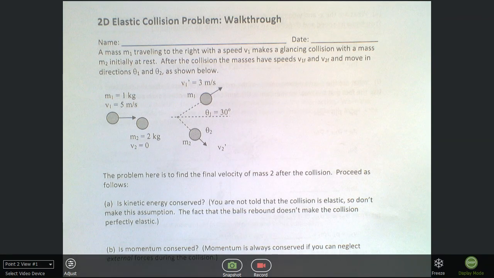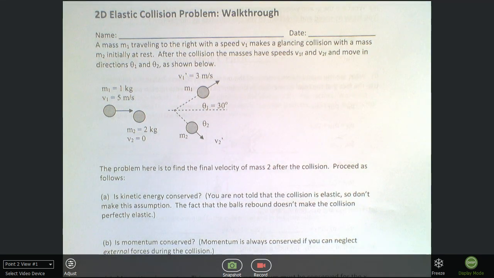All right, let's look at solving problems of two-dimensional elastic collisions and two-dimensional inelastic collisions. This little walkthrough, you can do it on your own. So if you feel like you want to try it on your own, just hit pause and then you can follow along afterwards, see how you do, and see if it makes sense.